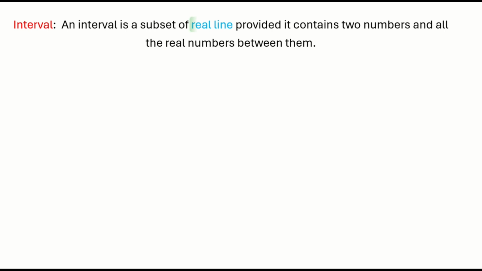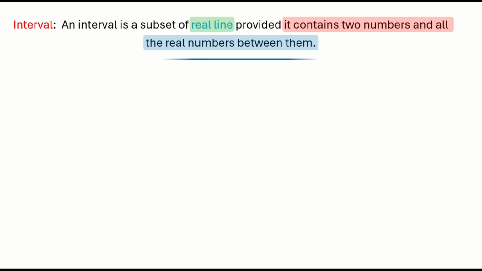So the important thing to note is that an interval is defined on a real line and there are two conditions on it. Number first, it contains two numbers, and number second, all the real numbers between them. So to further clarify this concept, let me draw a real line with numbers moving to plus infinity and minus infinity.